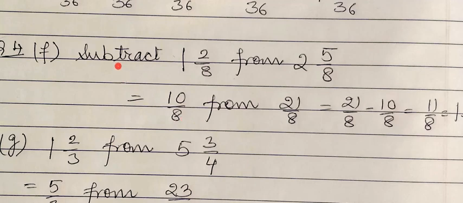Now in question number 4, F part, subtract 1 2 by 8 from 2 5 by 8. So first of all I convert the mixed fractions into improper fractions by multiplying 1 into 8 plus 2, which comes out to be 10 by 8, and 8 into 2, which comes out to be 16, plus 5, which comes out to 21 by 8.